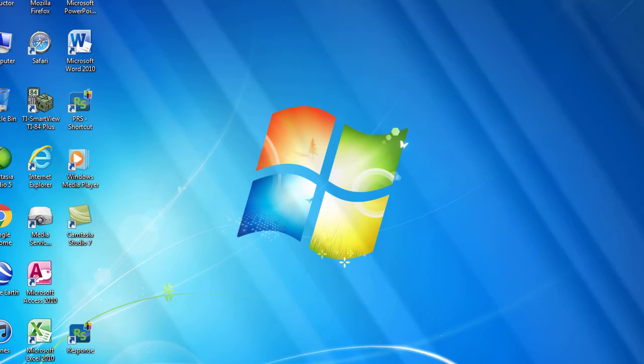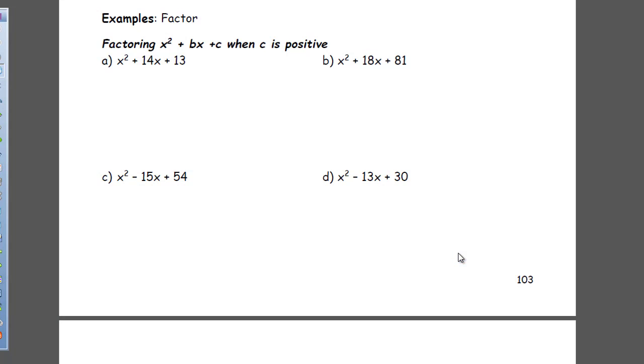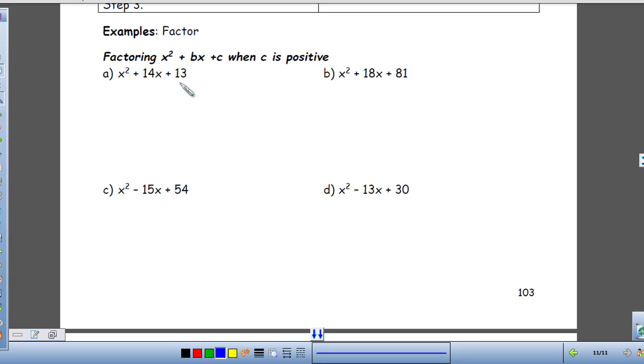All right. Now, lots of subcases here. What we looked at in the first example, we had c was positive. Okay. Also, b was positive. So in this case, we're going to do plus m, plus n. Okay. Both of them will be plus. So I'm going to look at this example. I need to think about the factors of 13. What are the factors of 13? Okay, 1 and 13. Those are the only two. And we need them to add up to what? 14. 1 plus 13 is 14.